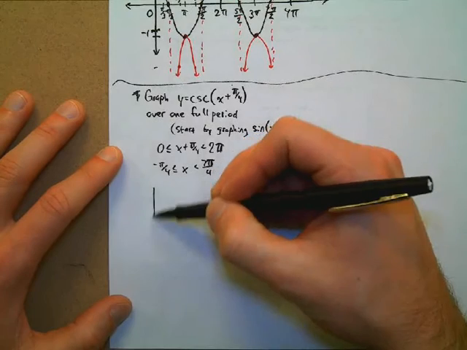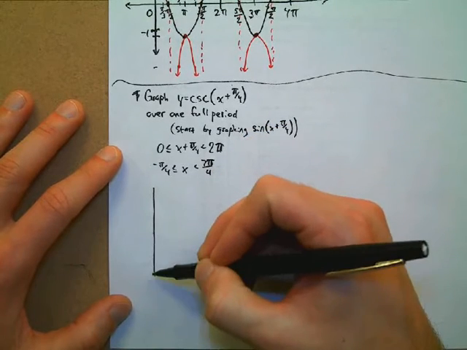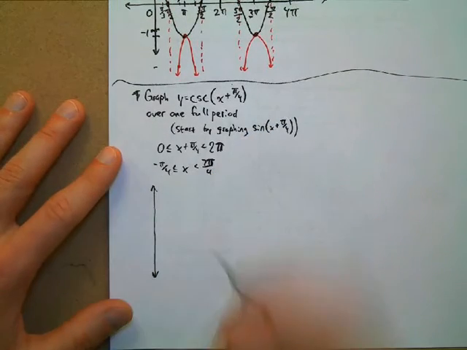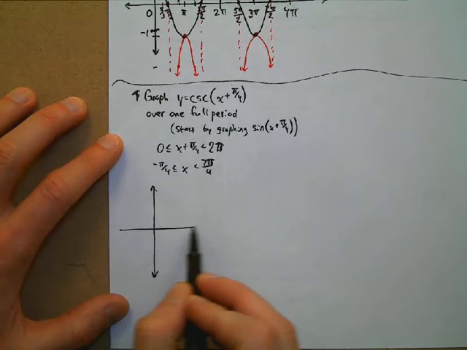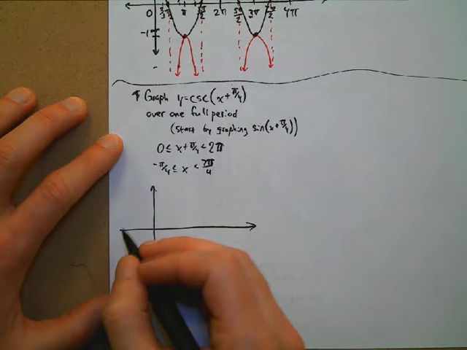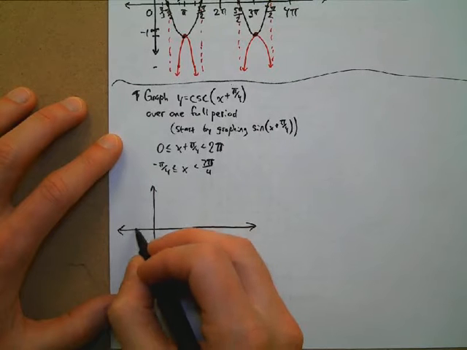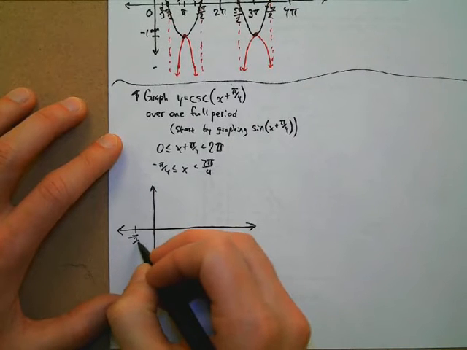Alright, so I'll put the negative pi over 4 here. Okay, put the 7 pi over 4 there.